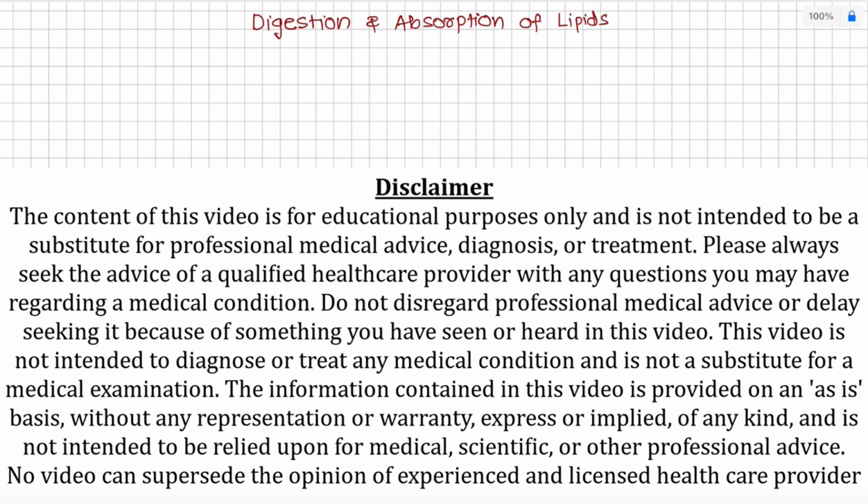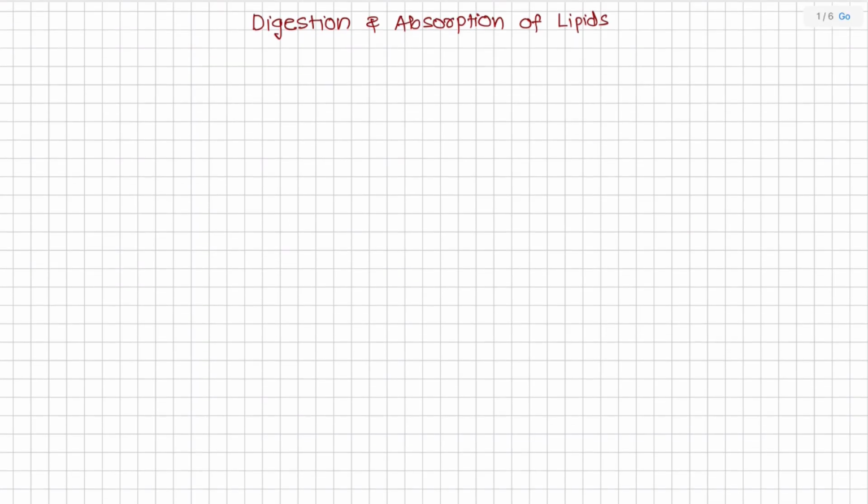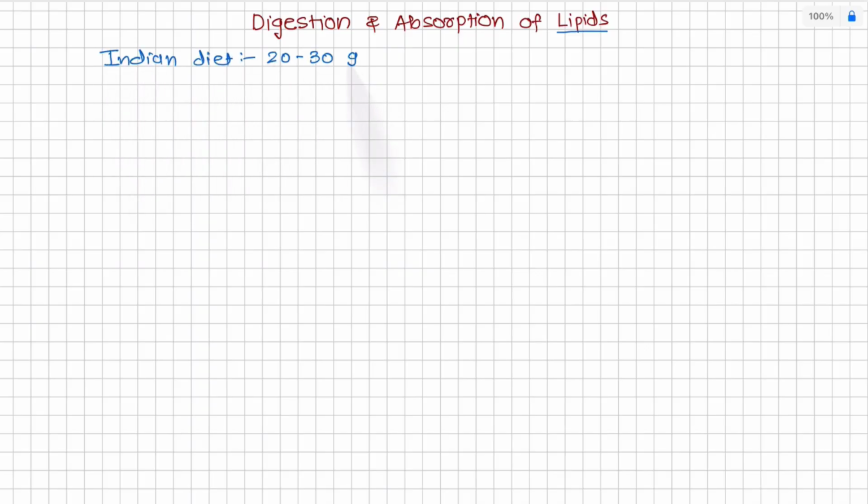Hello everyone. Today we are going to explore something fascinating, how the body handles dietary lipids. Every time we eat food, whether it's a typical Indian diet with about 20 to 30 grams of lipids per day or a Western diet with 2 to 3 times more lipids, our body performs an amazing process to digest and absorb these lipids. The question is, how does this happen? Let's break it down step by step, starting from the mouth all the way to absorption into the bloodstream.